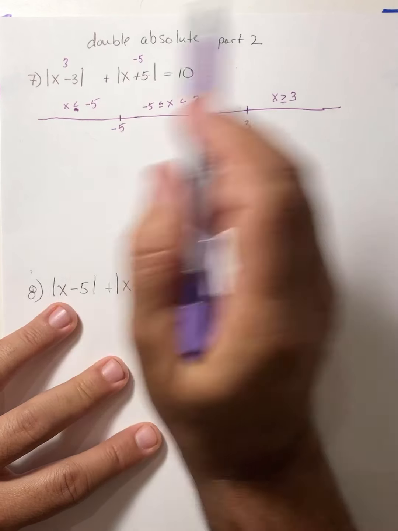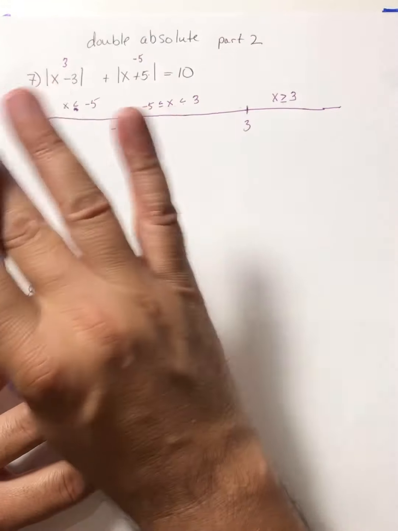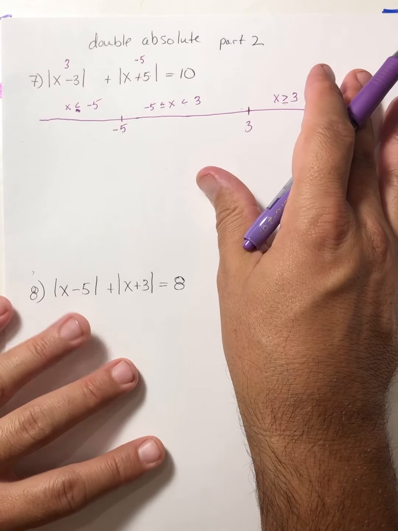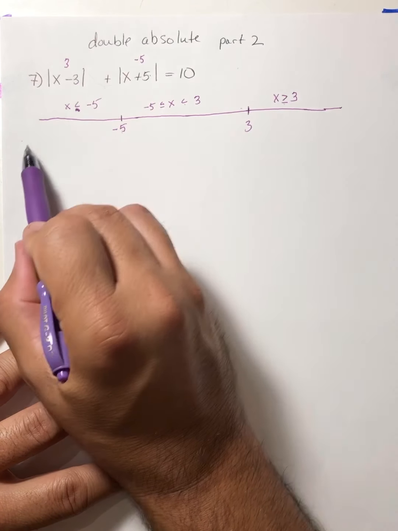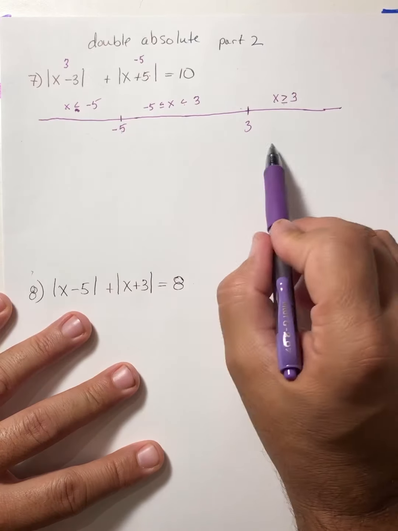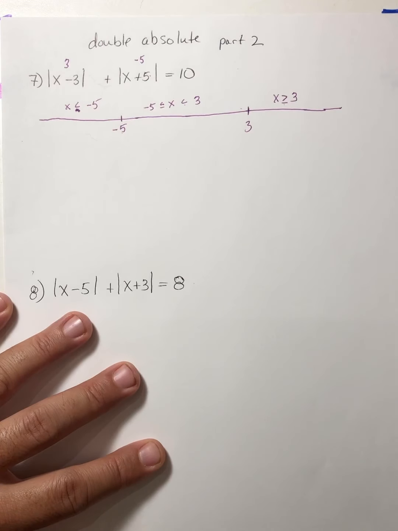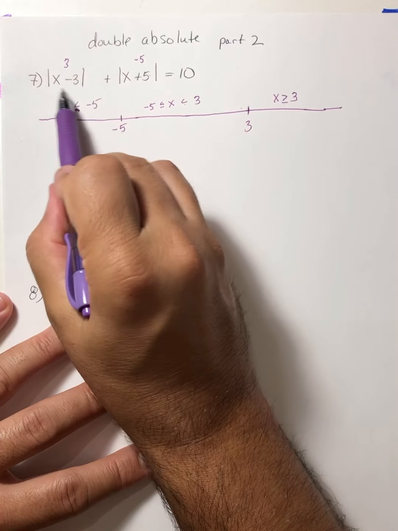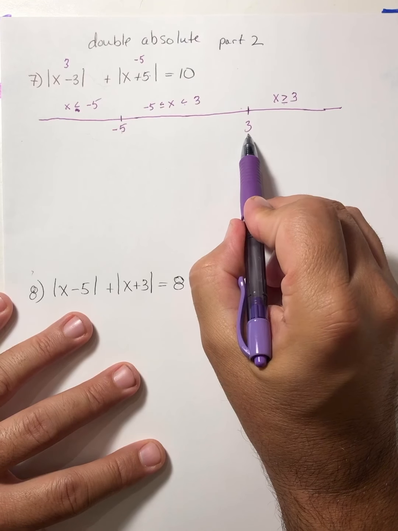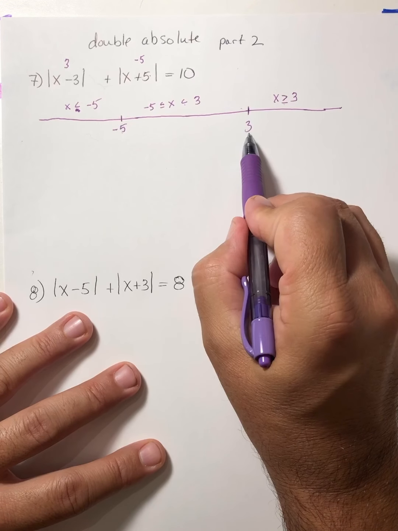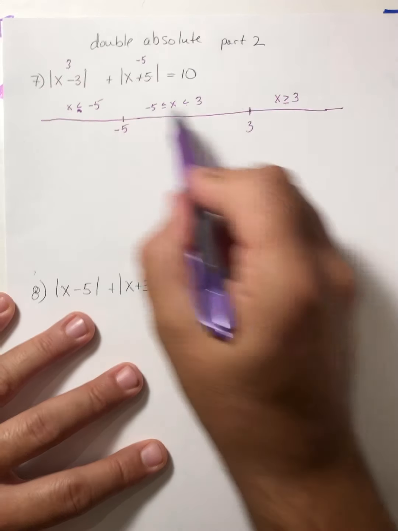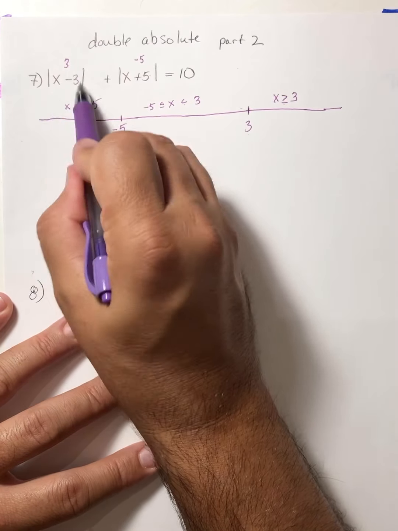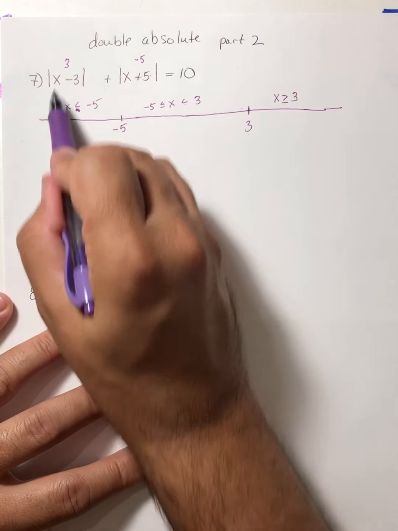Okay? Actually, you know what I'm going to do? Just so it's easier for me to write, I want to start with this x minus 3, so I can put the x minus 3's first on all of these. So if I'm starting with x minus 3, I'm going to start with this 3 right here. To the right of 3, this is positive. To the left of 3, this is negative.